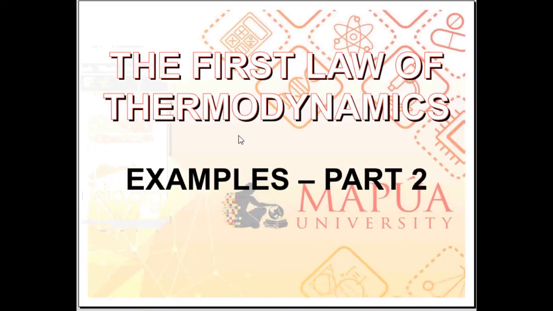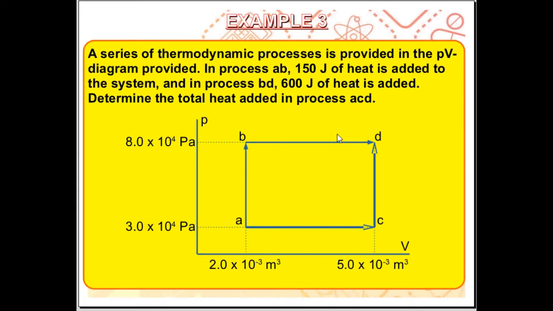The first law of thermodynamics, examples part 2. Consider the following problem, example number 3. You have a series of thermodynamic processes as provided in the PV diagram shown.